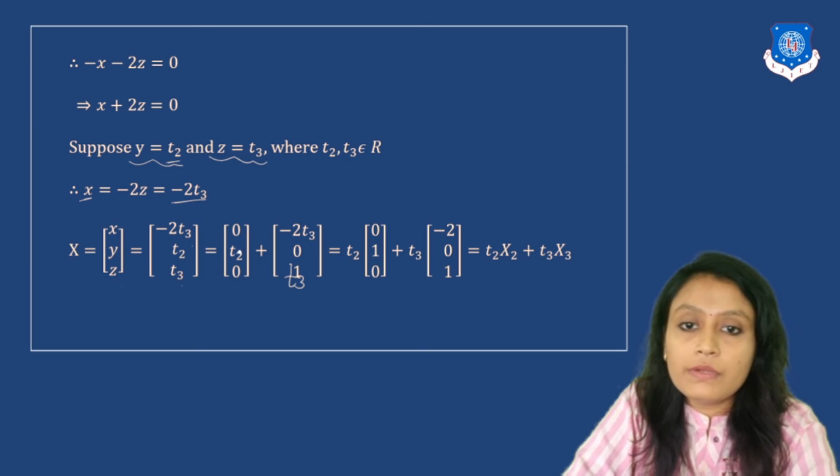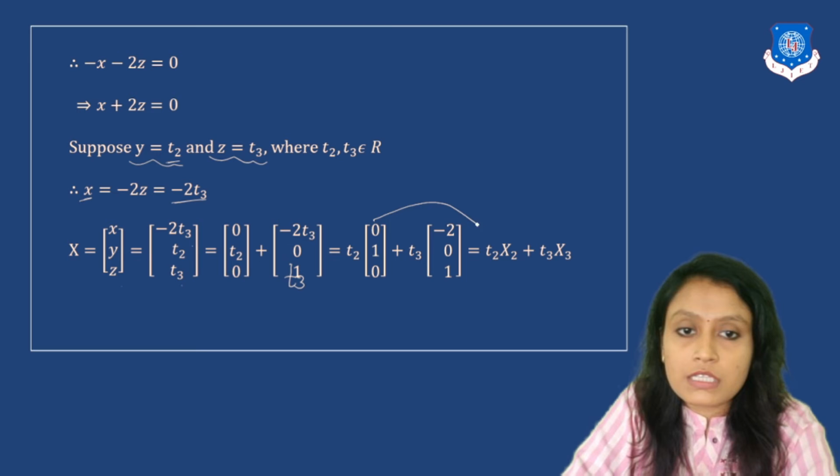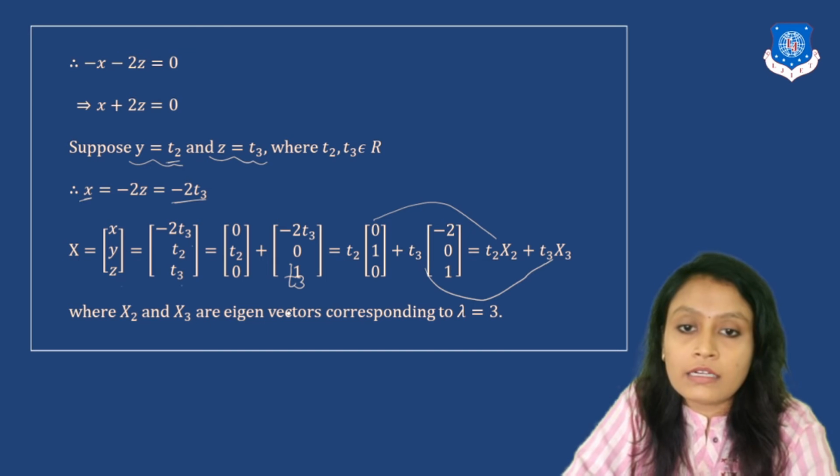Now we will take t2 common from this and t3 common from this. So from here you will get 0, 1, 0, and if you take t3 common from this, you will get minus 2, 0, 1. Now we'll suppose this as x2 and this as x3, where x2 and x3 are eigenvectors corresponding to lambda equals 3.